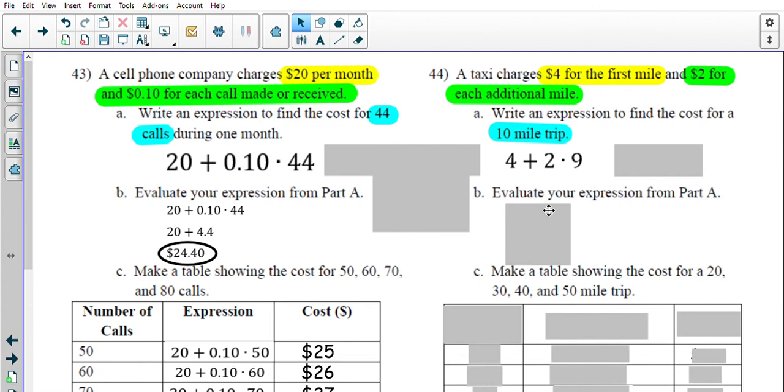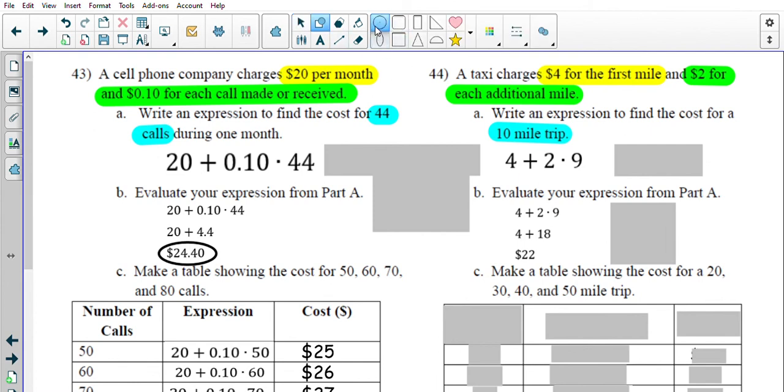Let's evaluate this expression. So we'll do 4 plus 2 times 9. Don't forget order of operations. You've got to do 2 times 9 first, which is 18. 4 plus 18, of course, is 22. If you do not follow order of operations, you're going to get a much higher cost because 4 plus 2 is 6. 6 times 9 is 54. So be careful. This should be $22. I should probably circle my final solution.